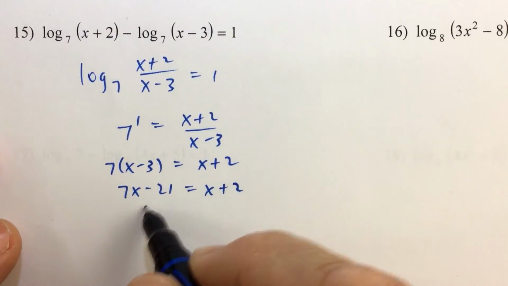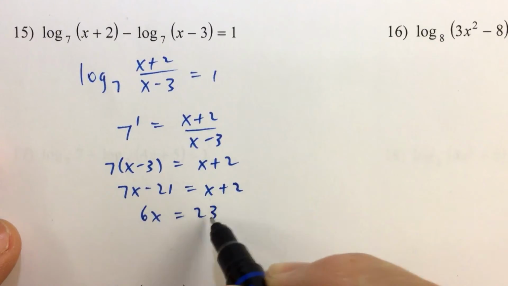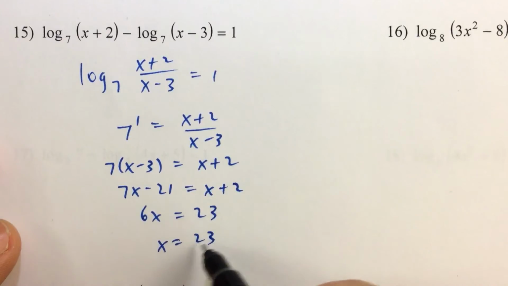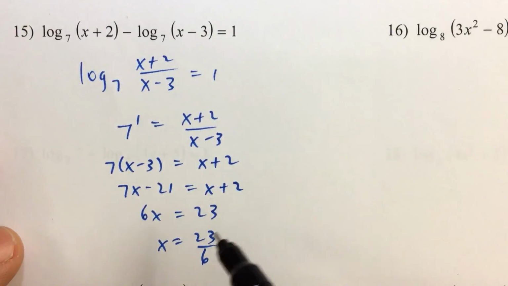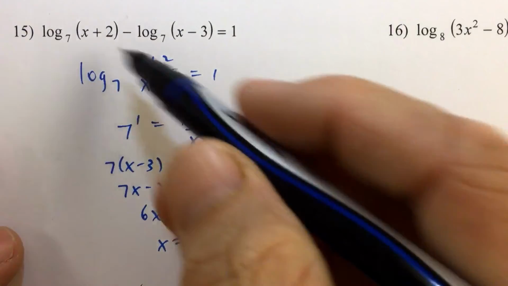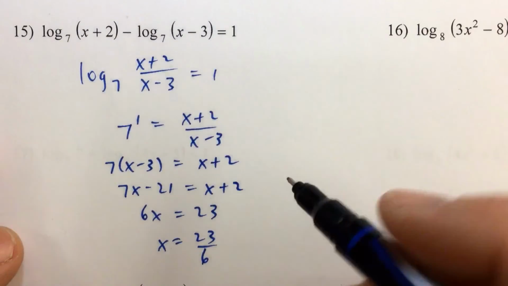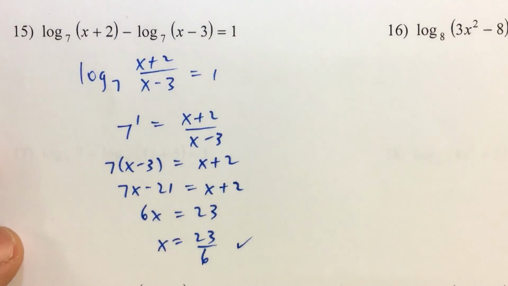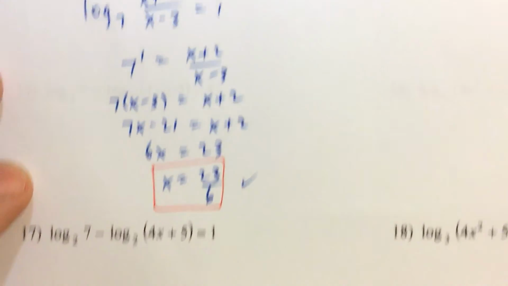7x minus 21 equals x plus 2. We're going to subtract x from both sides, we get 6x. If we add 21 to both sides, we get 23. So we get x equals 23 over 6. And that doesn't necessarily look right, but yeah, that's right. And if I replace x with 23 over 6, which is bigger than 3, it works in both of the expressions up there. So yes, 23 over 6 is in fact the correct solution.